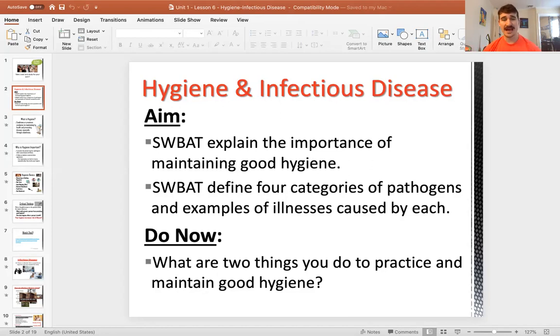So we talked about hygiene. Students will be able to explain the importance of maintaining good hygiene, right? And now we're going to have to be able to define 4 categories of pathogens, those germs I talked about, and examples of illnesses caused by each one. As you're thinking to yourself, what are 2 things you do to practice and maintain good hygiene?